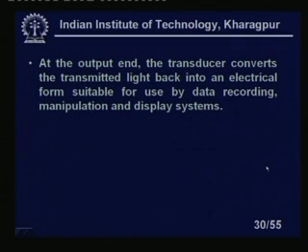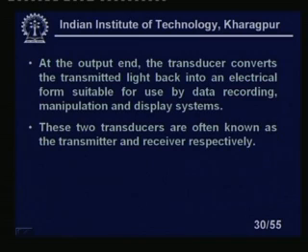At the output end, the transducer converts the transmitted light back into electrical form suitable for use by data recording, manipulations and the display systems. So, we have data recordings, we have conversions, whatever you like you can do once it is in electrical form. These two transducers are often known as the transmitter and receiver respectively.